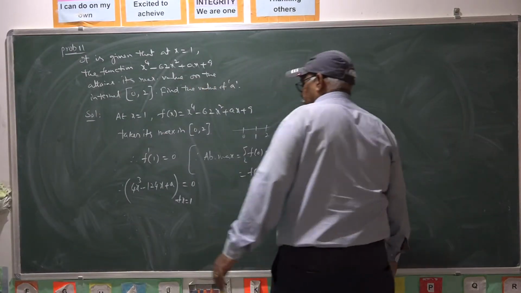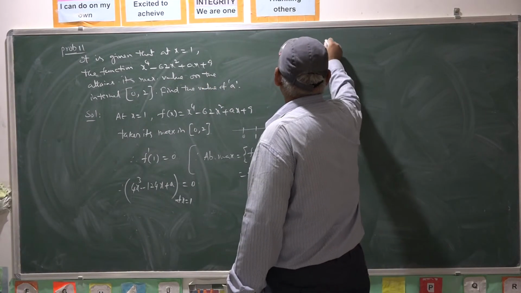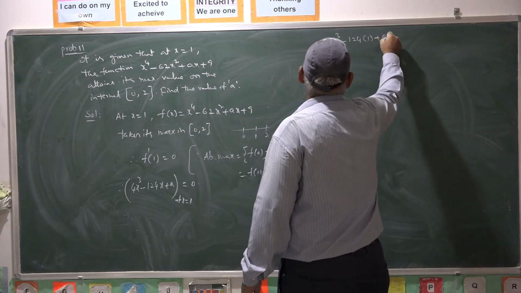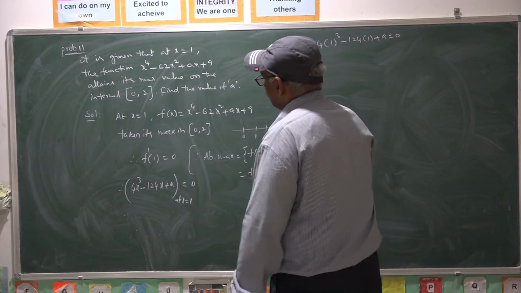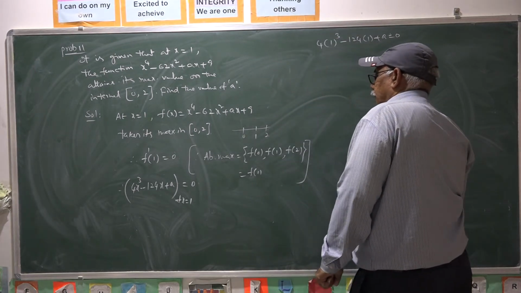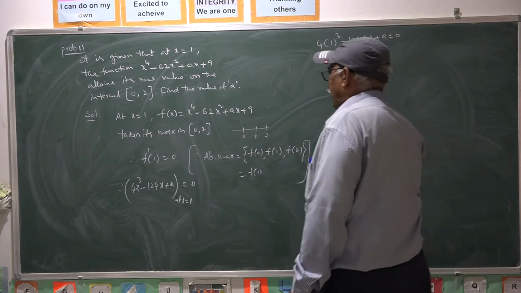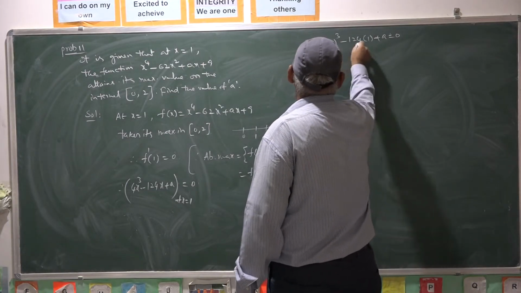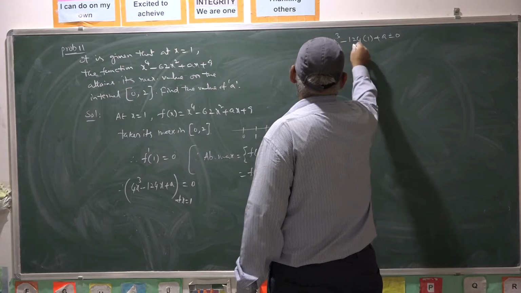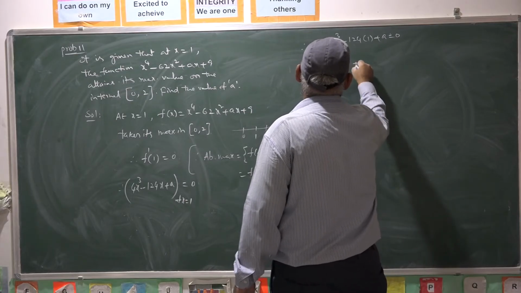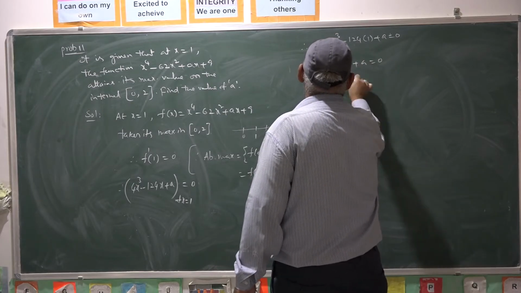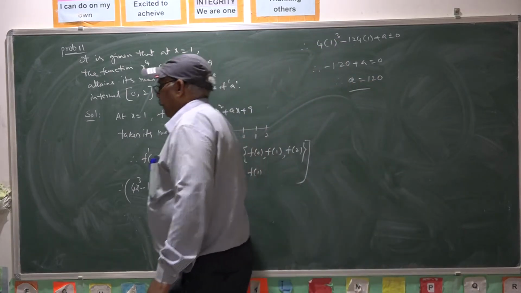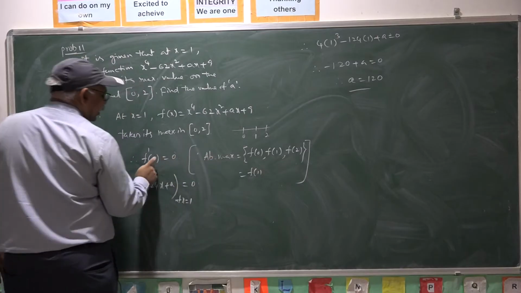At that point, based on that, 4 into 1 cube minus 124 into 1 plus a equal to 0. Therefore, this is 4 minus 124, which is minus 120, plus a equal to 0. a takes the value 120. This is the concept.